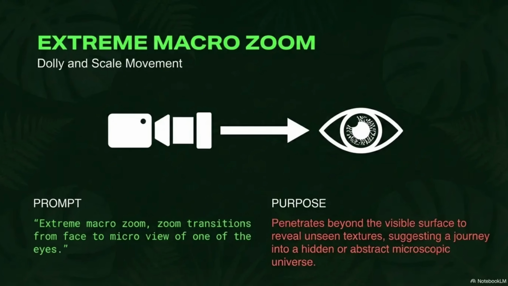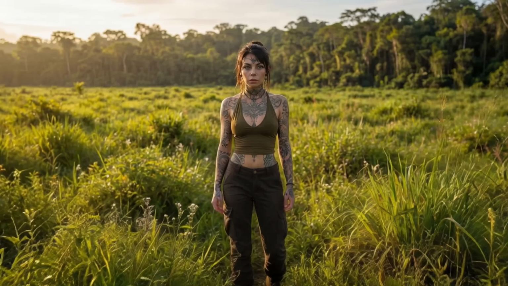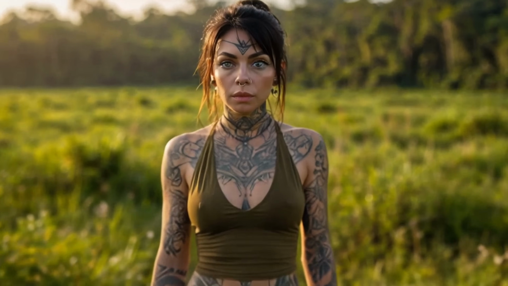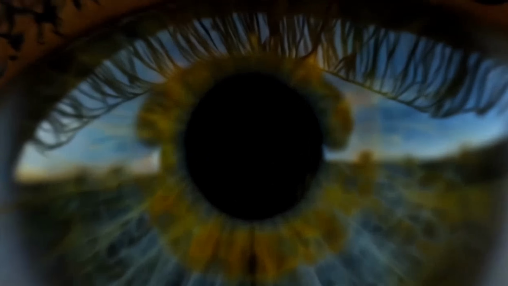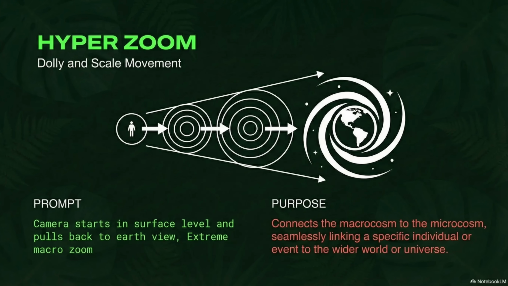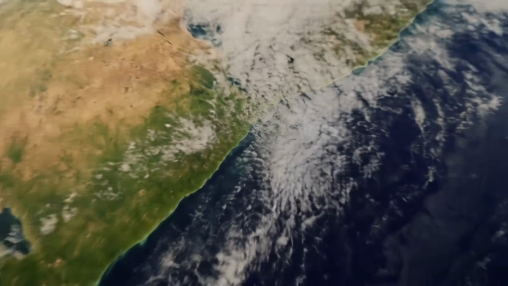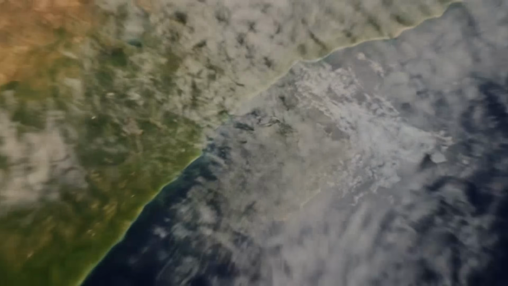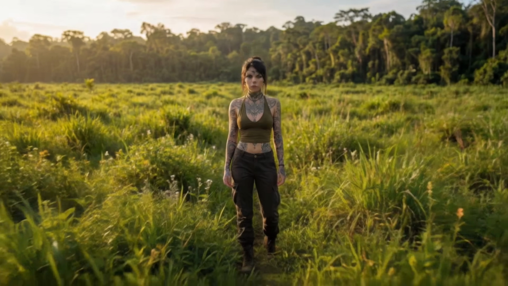Extreme macro zoom plays with the scale. It penetrates beyond the visible surface to reveal unseen textures, details, or suggesting a journey into a hidden or abstract microscopic universe. Write: extreme macro zoom, zoom transitions from face to micro view of one of the eyes. Hyperzoom or zoom out connects the macrocosm to the microcosm, seamlessly linking a specific individual or event to the wider world or universe. Write: camera starts in surface level and pulls back to the earth view, extreme macro zoom.